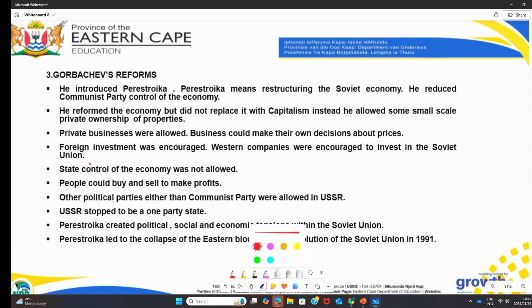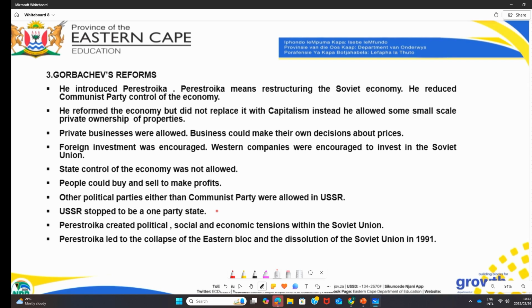The state should not, according to Gorbachev, be involved in the smooth running of the economy. Other political parties, other than the Communist Party, were allowed. Before he came to power, there was only one political party allowed in Russia. It was the Communist Party. So Russia was a one-party state, and as a result, there was a lot of dictatorship because only one political party dominated the country. But when he came to power, the country became a multi-party state. He allowed other parties to exist. Now, Russia stopped being a one-party state.